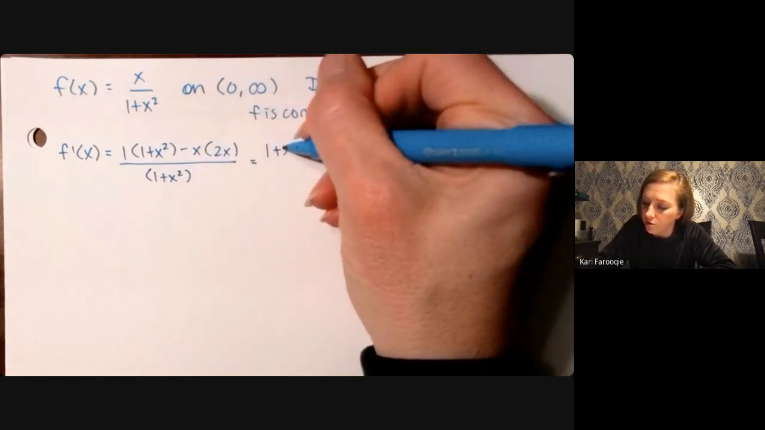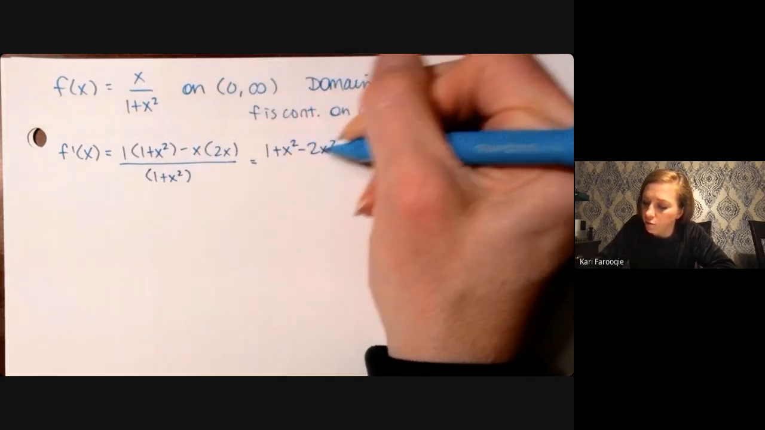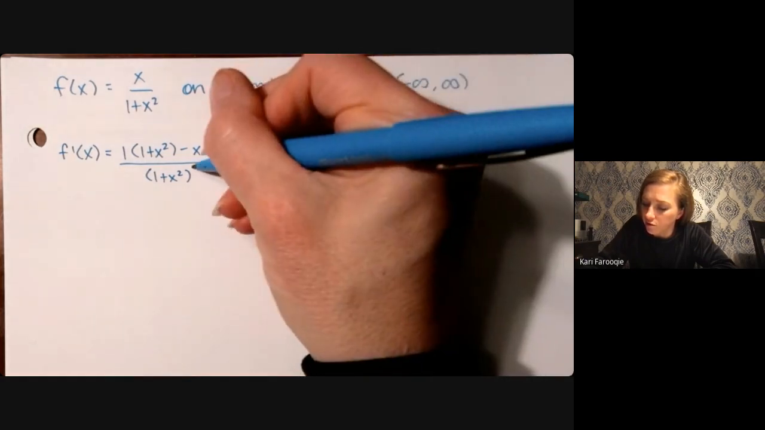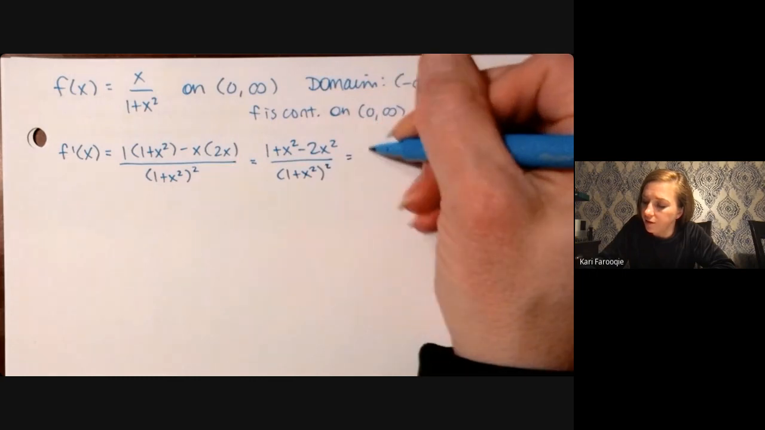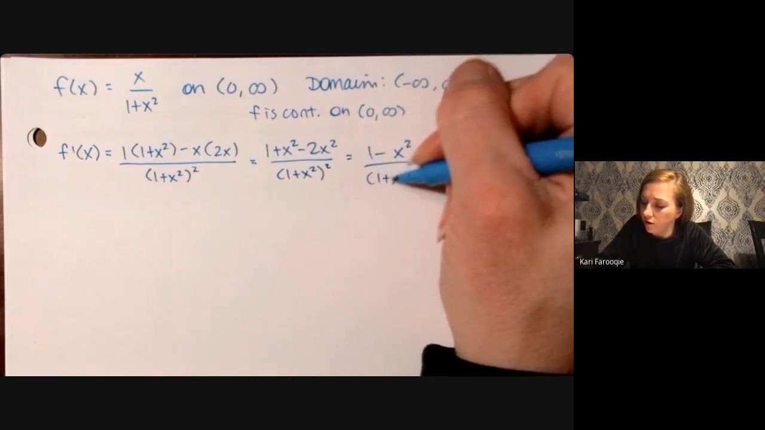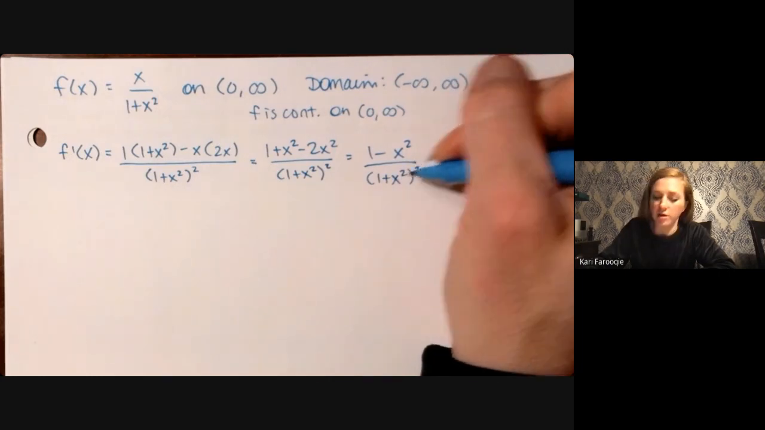So you'll have 1 plus x squared minus 2x squared divided by 1 plus x squared. Oops, I forgot to square my denominator, sorry. 1 minus x squared over 1 plus x squared, quantity squared.